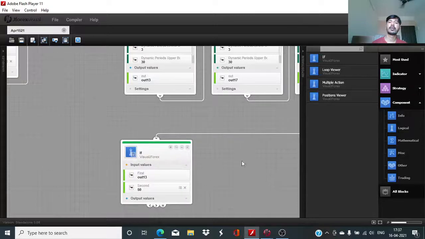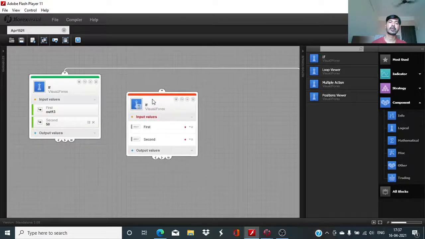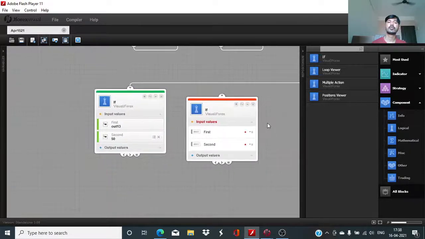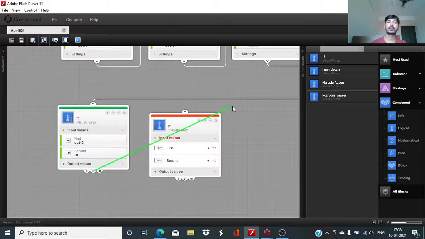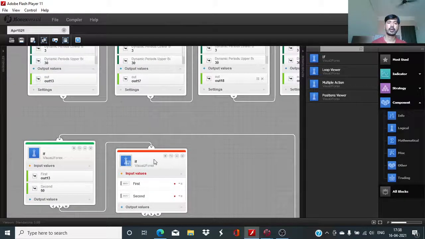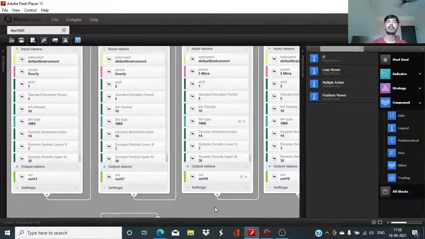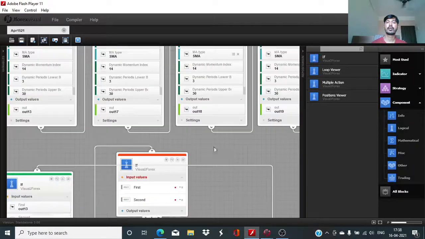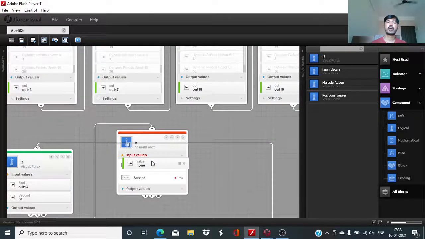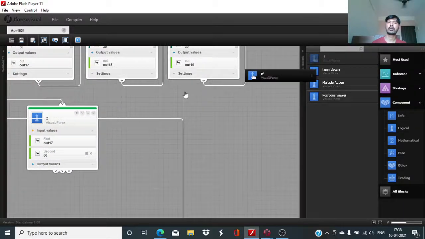Okay, and this should be first input greater than second input. In case of out 17, which is the hourly CDMI output value with the loopback period of 2, this should have been below 50. So in this case, first input less than second input.